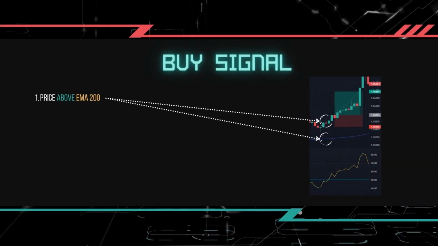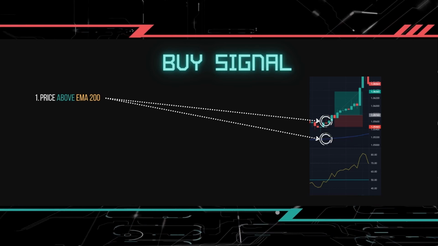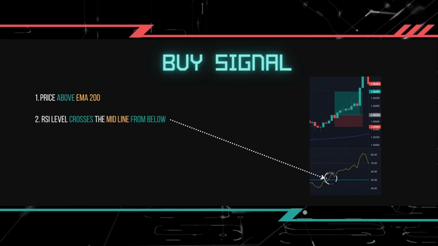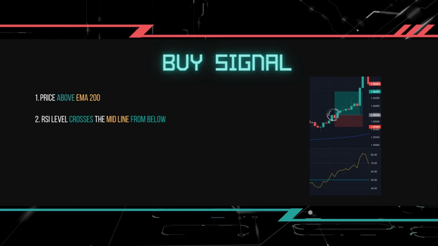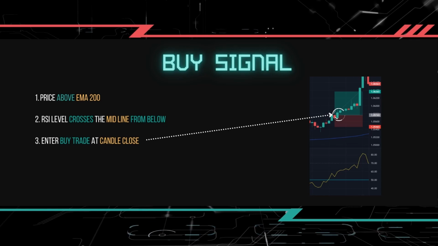For a buy entry, first, the price needs to be above the 200 EMA line. Second, the RSI value needs to cross above the midline from below. Once this happens, we will enter a buy trade at the close of the candle.